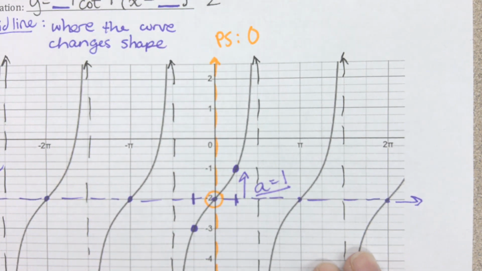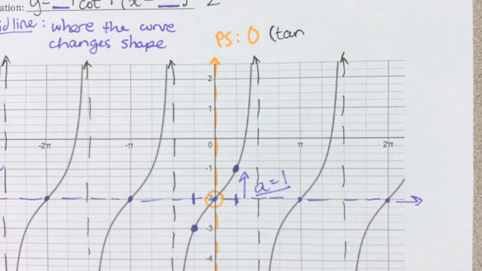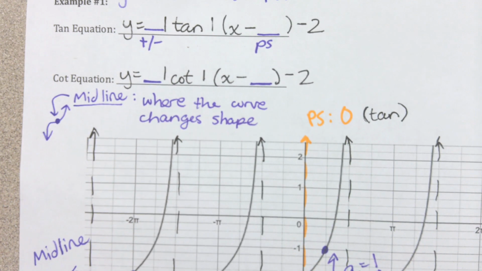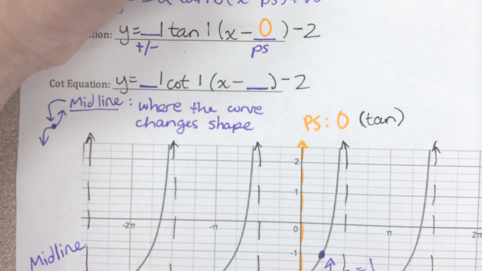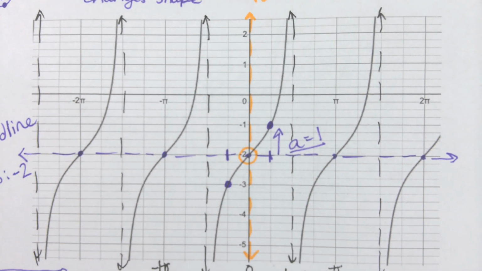So this is my phase shift for tangent. My phase shift is 0. Positive or negative? Is it reflected or not? This shape is disco right. It's going up to the right. Which graph has the disco right shape, tangent or cotangent? Tangent.